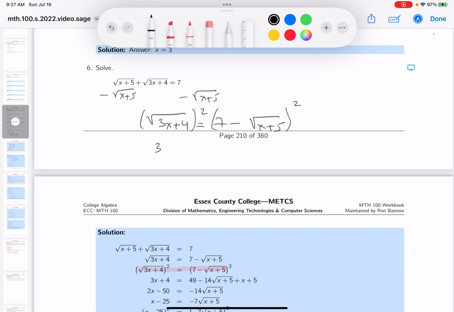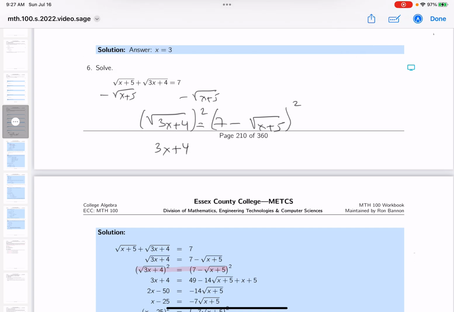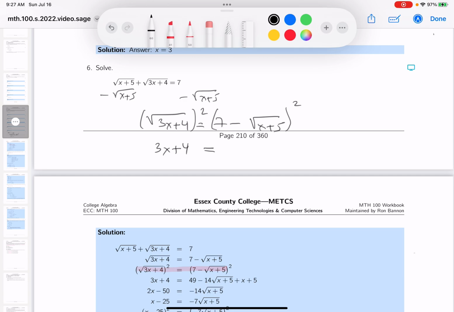And what do you get? 3x plus 4. Well, let's see, 7 squared is 49. And then you can get 2 of these, 7 root x plus 5, which is 14 of them. That's, of course, the subtraction. And then plus x plus 5. All right. I want to look and see if that's written down. I do see the 3x plus 4. I see the 49 minus 14 root x plus 5 plus x plus 5.